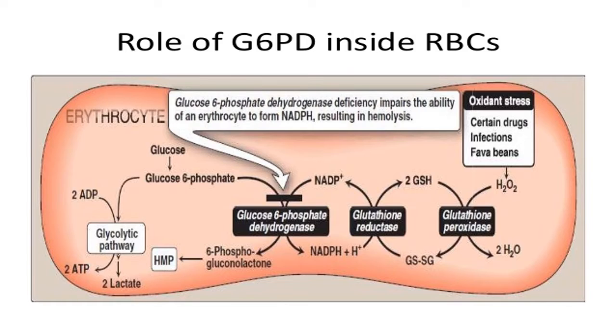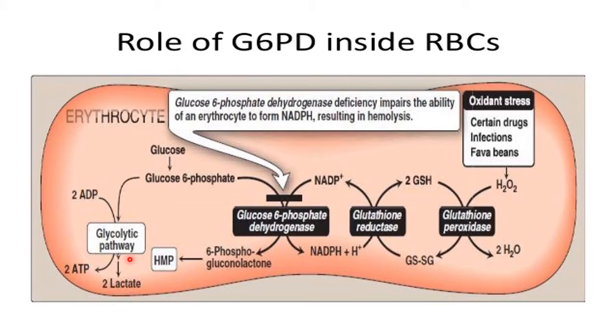Role of G6PD inside RBCs. The mature RBC lacks mitochondria and therefore its energy production is mainly through the Embden-Meyerhof pathway, that is the EM pathway. 1 mole of glucose is metabolized to lactic acid and 2 moles of adenosine triphosphate, that is ATP, are produced. This ATP provides the cell with energy and helps to maintain its shape and permeability.